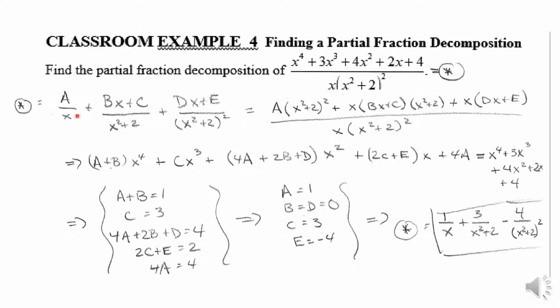So what I do is get a common denominator and I equate the numerators. So a plus b is going to correspond to the 1. C is going to correspond to the 3. 4a plus 2b plus d is going to correspond to the 4. 2c plus e is going to correspond to the 2, and 4a is going to be the 4. I solved this system of linear equations to find these are the solutions, and that means the partial fraction decomposition is given here. Please ask questions if you need to.